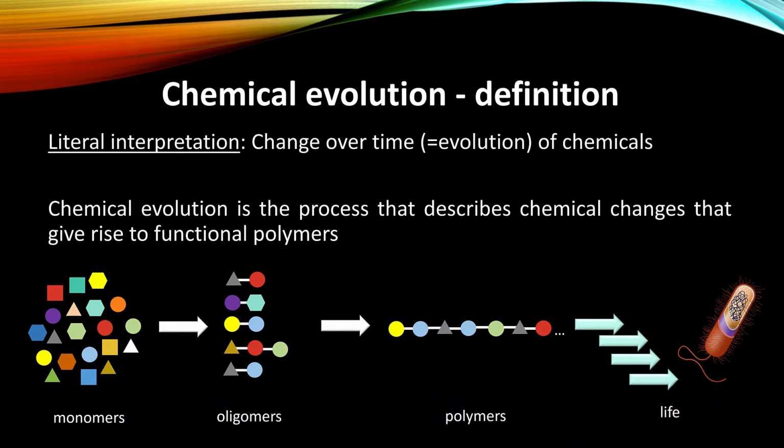I want to start here by defining chemical evolution. The literal interpretation of chemical evolution is change over time, as in evolution, of chemicals. And in the broader sense, chemical evolution is the process that describes chemical changes on the primitive Earth that gave rise to the first functional polymers.